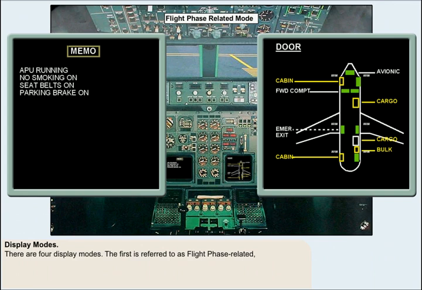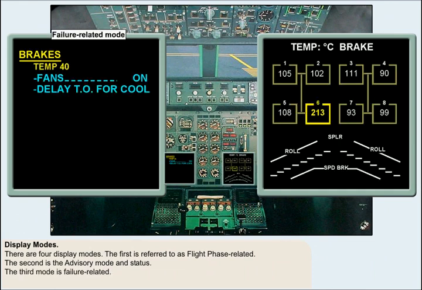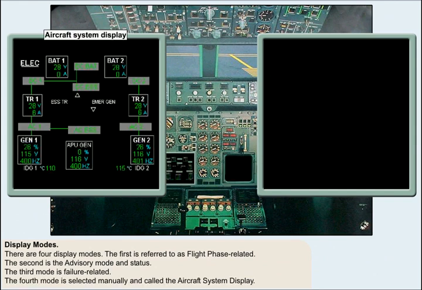There are 4 display modes, 3 of which are automatically selected. The first is referred to as flight phase related. The second is the advisory mode and status. The third mode is failure related. The fourth mode is selected manually and called the aircraft system display.